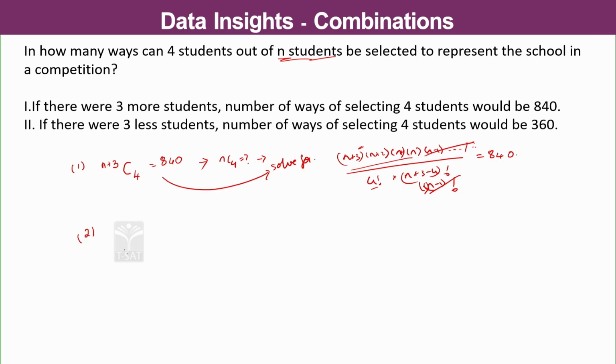Now the second statement says that if there are 3 fewer students, that is, the total is n minus 3 students, the number of ways of selecting 4 students would be 360. So here you will say (n-3)C4 equals 360. From here also you can easily calculate n by making such an expression. Then you will be able to answer what nC4 is very easily. Therefore this is also sufficient to answer your question. So statement 1 was sufficient and statement 2 is also sufficient. Therefore the answer is option D, when statement 1 alone and statement 2 alone are sufficient to answer the question.